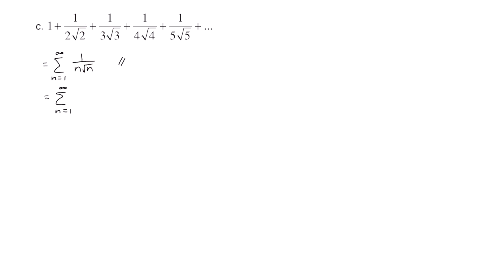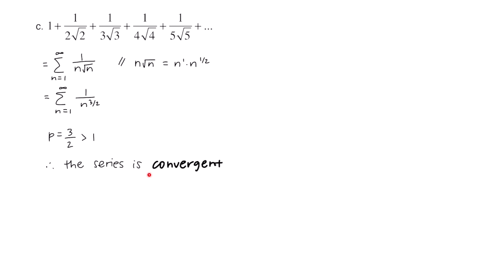Next, we're going to rewrite this expression. So n times root n is the same as n to the 1 times n to the 1/2. So that's going to be 1 over n to the 3/2. So now this is of p-series form. So p equals 3/2, which is greater than 1. Therefore, the series is convergent. So I just wrote it out, therefore the series is convergent.